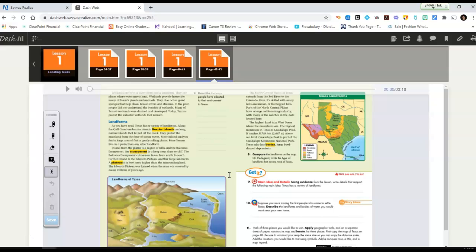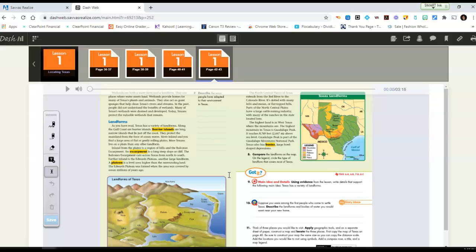Landforms. As you read, Texas has a variety of landforms. Along the Gulf of Mexico are barrier islands. Barrier islands are long, narrow islands that lie just off the coast. They protect the mainland from the force of ocean waves.